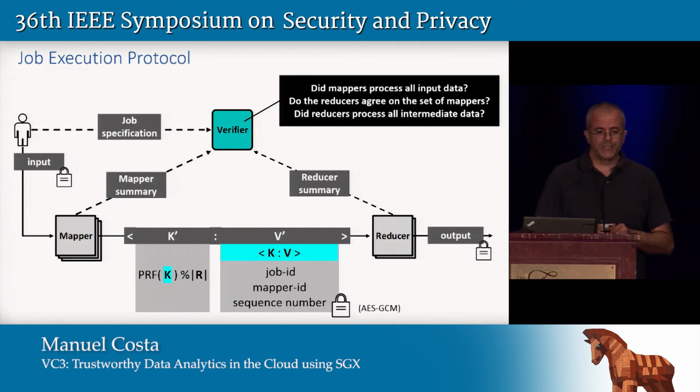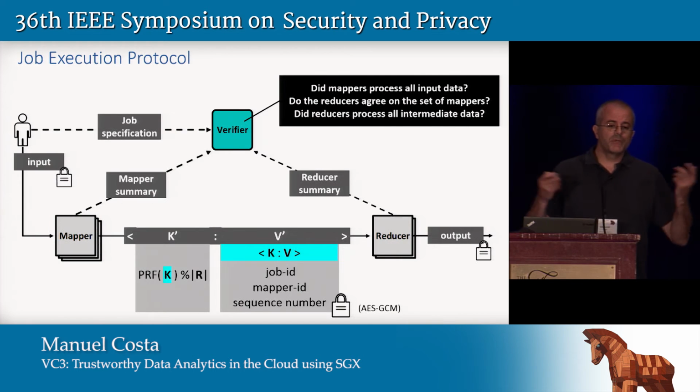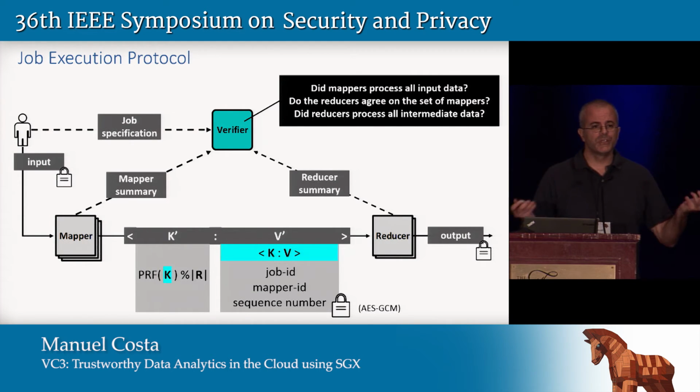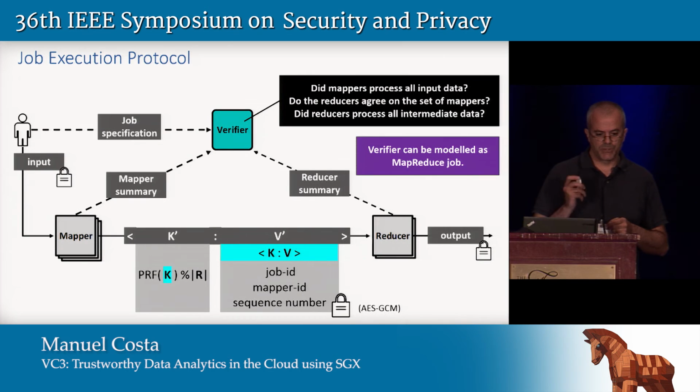This allows the verifier then to answer these questions. Did mappers process all the input data? Was any input data duplicated or dropped? Do the reducers agree on the set of mappers that processed the data? Did the reducers process all the intermediate key value pairs that the mapper sent? And if the verifier can answer positively to all of these questions, then it can certify the output of the computation. And in the paper, we also show that the verifier can be modeled as a normal MapReduce job and can be run on the normal MapReduce framework.